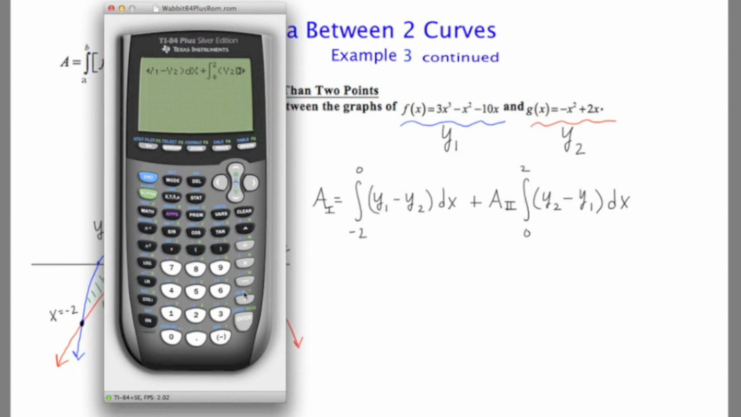There's y sub 2 minus y sub 1, also with respect to x. And when I press enter, I'm going to get this combined sum, this total region. And I'm getting an answer of 24.